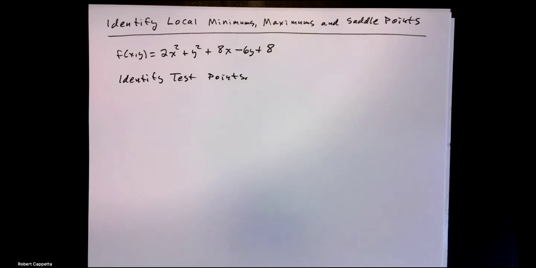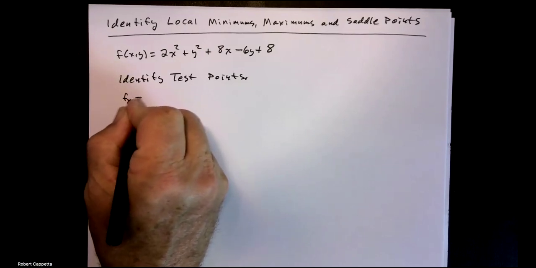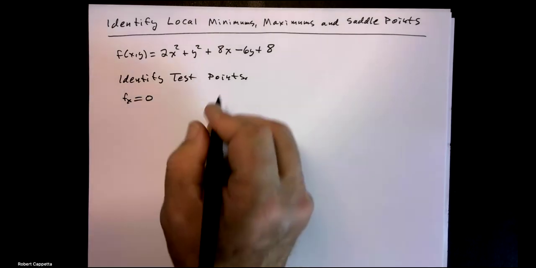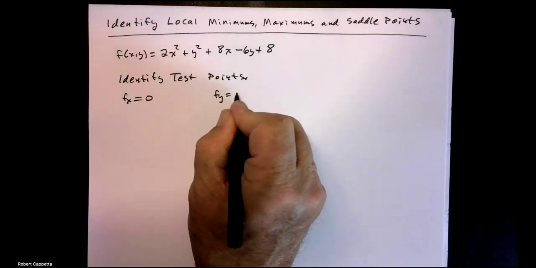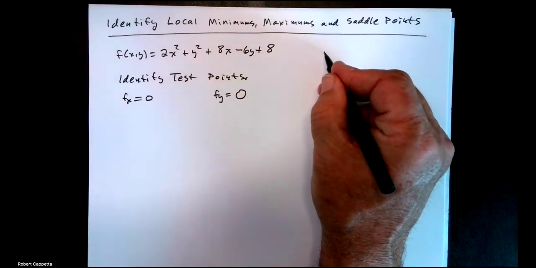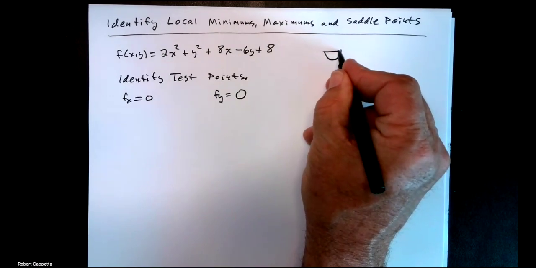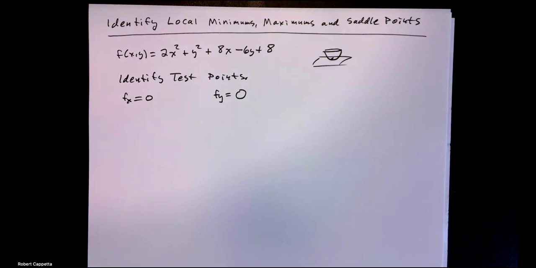We wanted the rate of change of altitude with respect to x, f sub x, to be 0. We also wanted the rate of change of altitude with respect to y to be equal to 0. What does this give us? If I have something like this at this point, that would give me a horizontal tangent plane. And a horizontal tangent plane has a chance to be a minimum or a maximum. So that's what we're starting with.